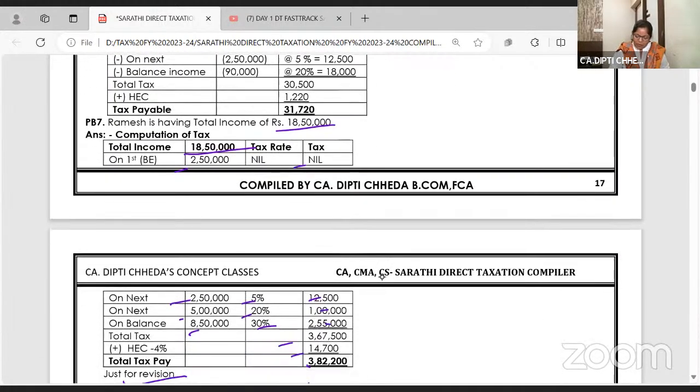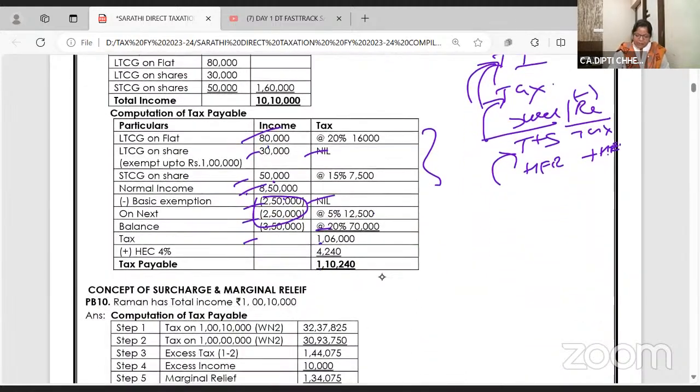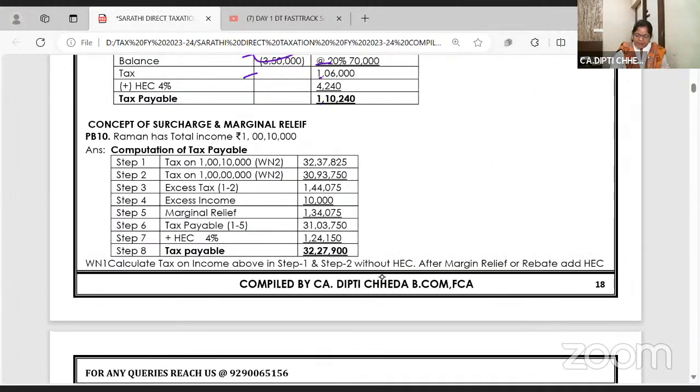These are all simple problems. You'll be able to do them. Some which I've skipped, I want to take a very nice concept after marginal relief: unutilized basic exemption. Marginal relief we have already completed. Just because my income exceeded 1 crore and 10,000, I have to pay surcharge. If my income is up to 1 crore, I am paying 10% surcharge. Because my income exceeded 1 crore and 10,000, I have to pay 15% surcharge. So how much excess tax am I paying? 144.